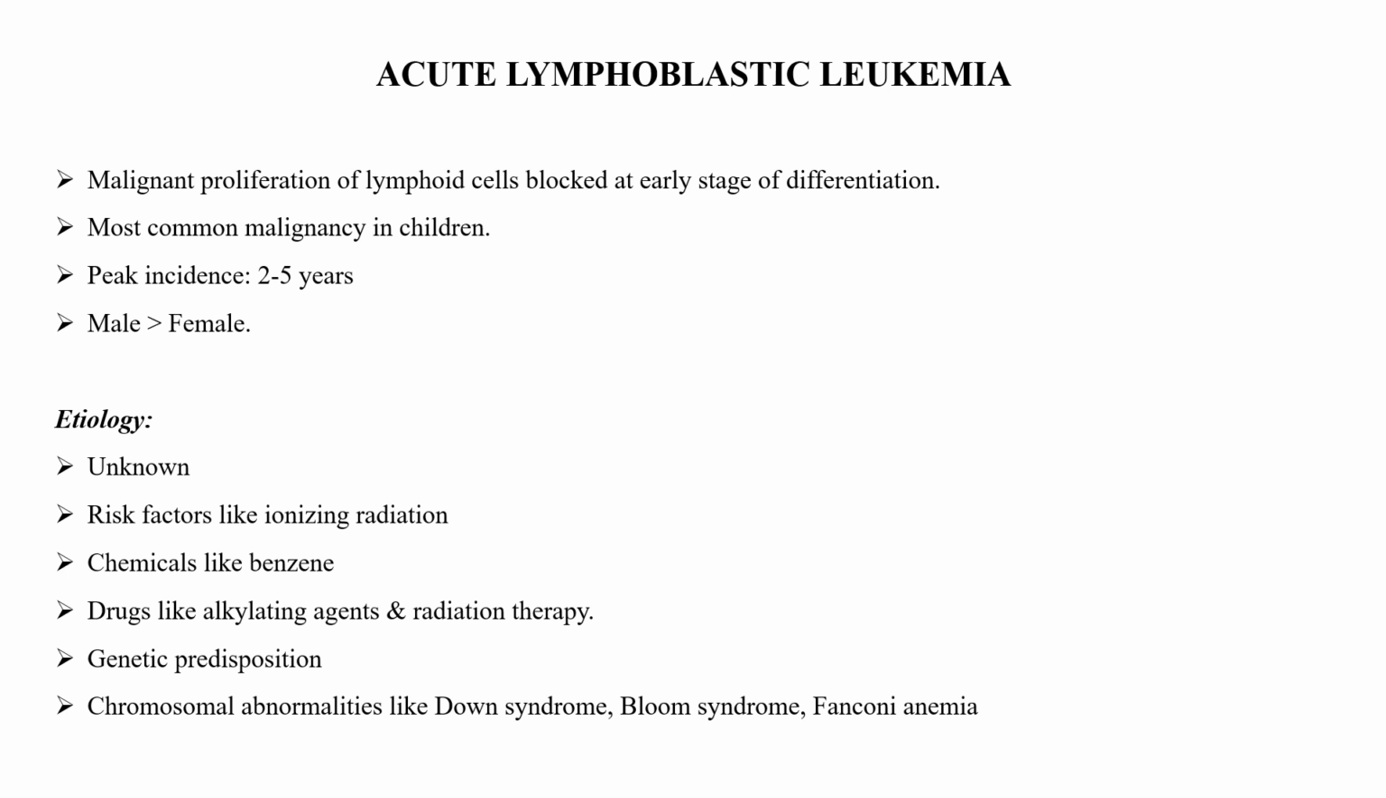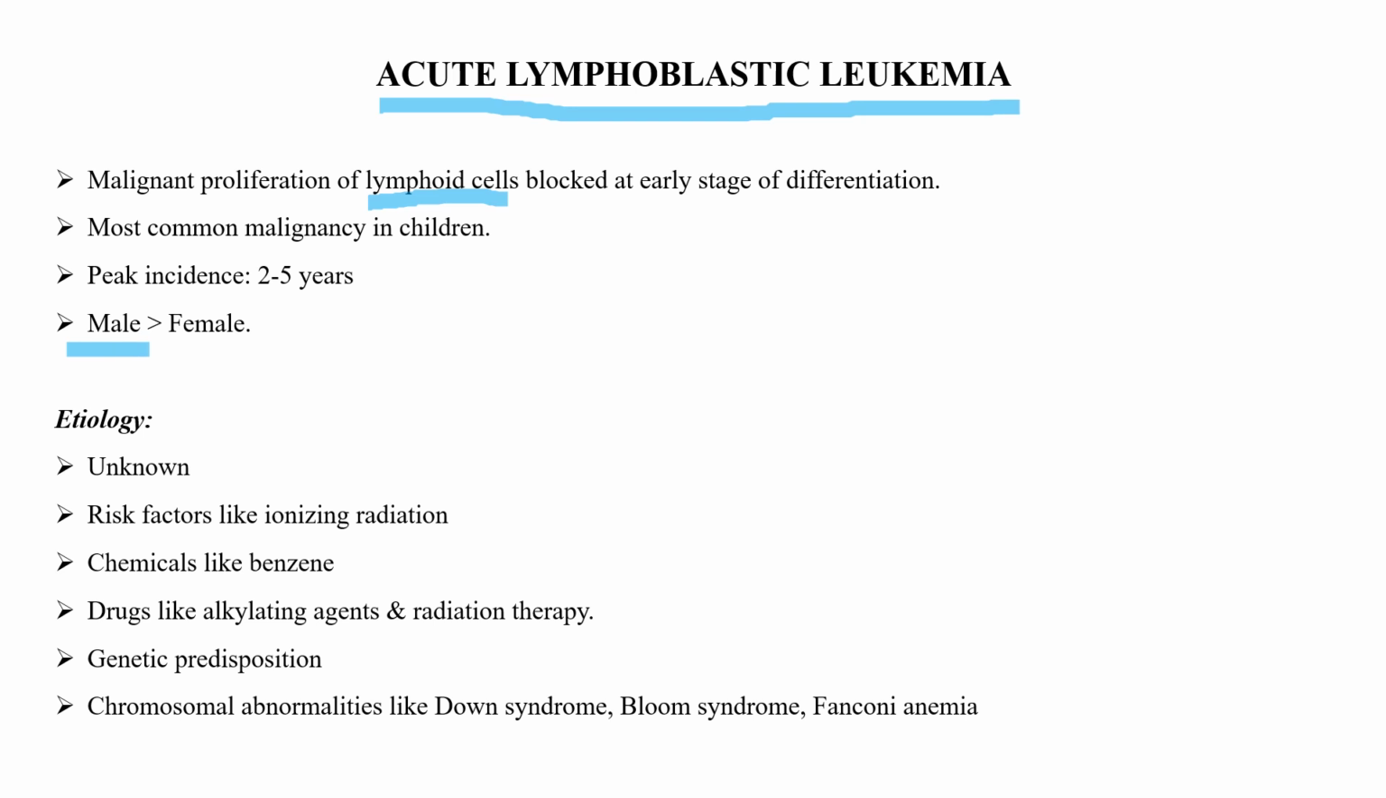Hi guys, let's discuss acute lymphoblastic leukemia today. Acute lymphoblastic leukemia is one of the most important and common malignancies in children, and as the name suggests, it's a proliferation of the lymphoid cells, but it is the proliferation of precursor lymphoid cells, either a B cell or a T cell ALL. Usually it occurs in children in the age group of 2 to 5 years, and the incidence is more common in males.